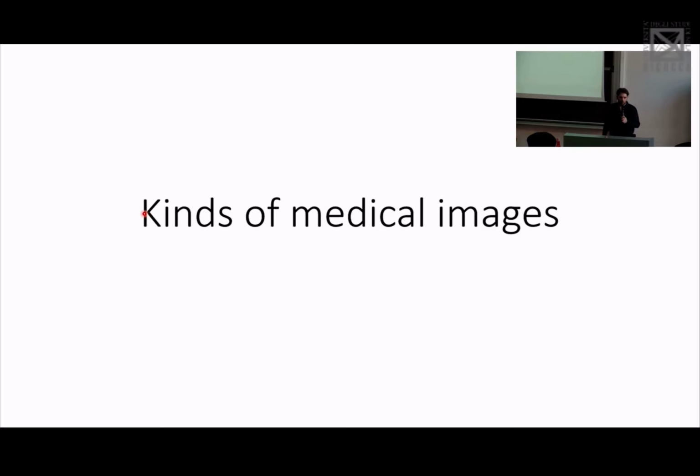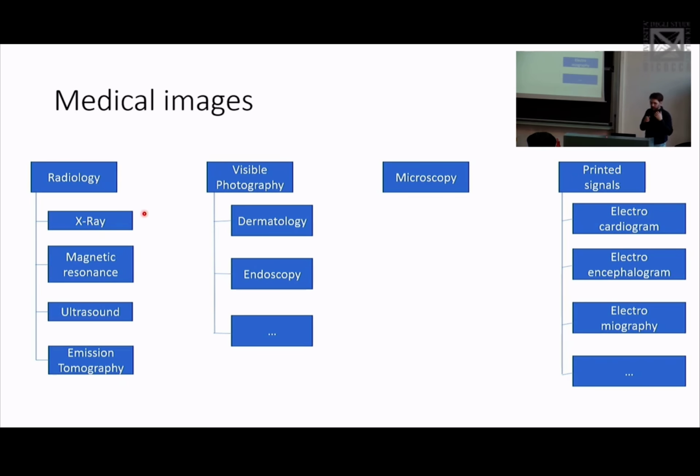Let's pivot to medical imaging, and let's just introduce for today what kind of medical images exist. They can be classified according to multiple criteria. One is by the department of the hospital that acquires them. In this case, you have radiology, which acquires large-scale images with X-rays, magnetic resonance, ultrasound imaging, and emission tomography. You can also deal with visible photography. If you go to a dermatologist, they will take pictures of your skin lesions.